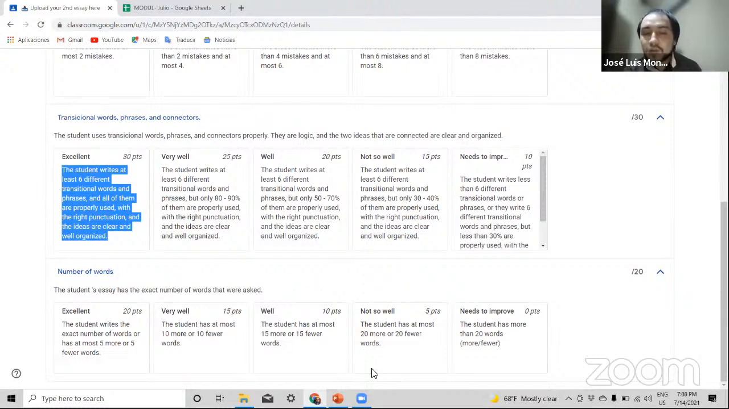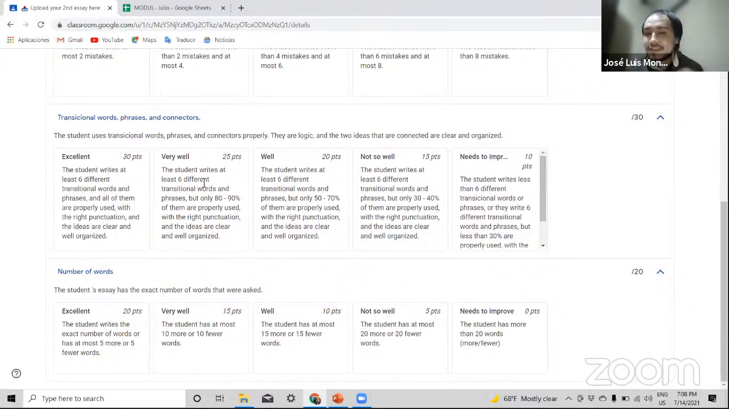But please, all of them must have the right punctuation, and you have the rules over there. And the ideas, and everything, has to be clear and well organized. The only thing that is going to be changing here is the percentage. But please, at least 6. Every time is 6. If you want to have at least 15 points over there, write those 6, all right? If you want to have the perfect score, use the right punctuation, and they have to be clear.